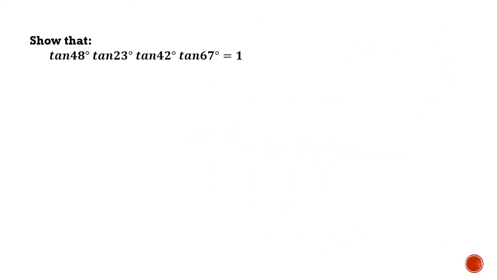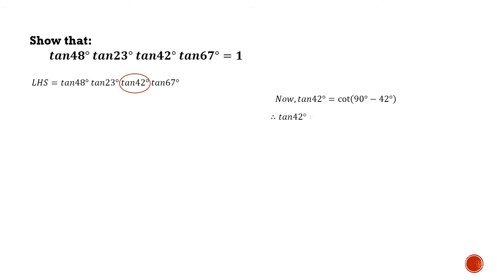Let's see some similar examples. Now here you have to show that the given expression, tan 48, tan 23, tan 42, tan 67, all of them multiplied, is equal to 1. Let's see what we can do here. So I'm focusing on my left hand side first, and let's focus on tan 42 first of all. Now this tan 42 can also be written as cot of (90 minus 42), with the same concept application. So we can say that tan 42 is equal to cot 48. The values are the same.